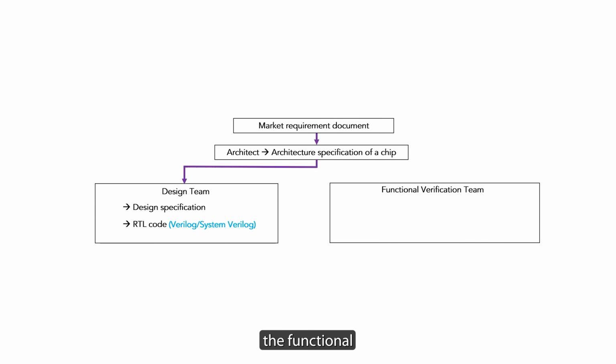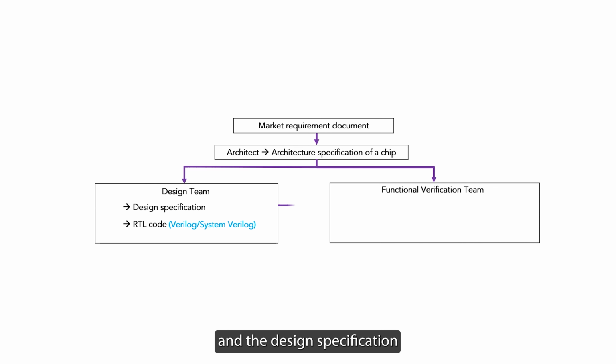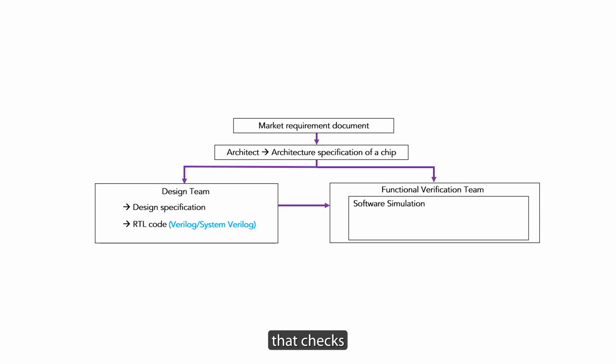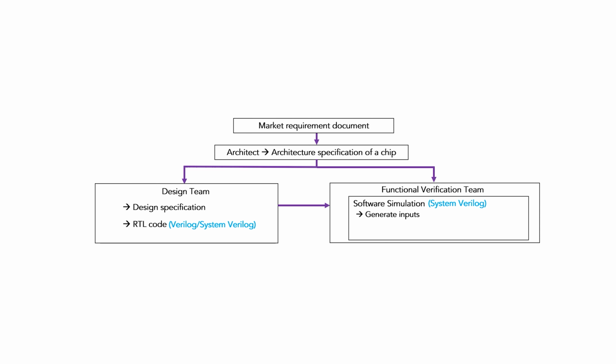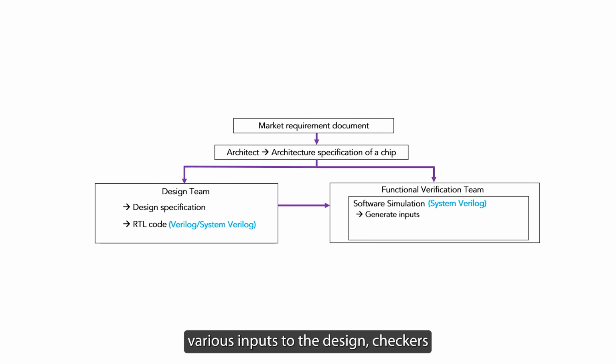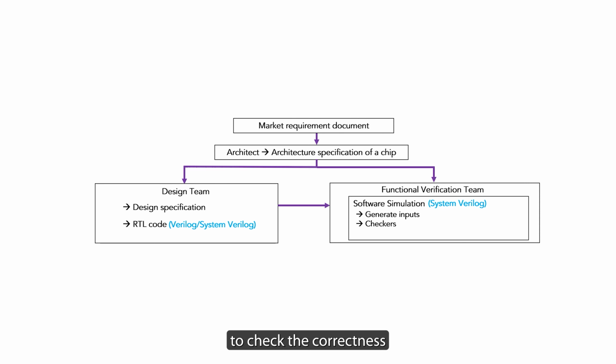In parallel, the functional verification team uses the architecture specification and the design specification to develop a software environment that checks if the chip works as per the specification. And it is usually built using System Verilog language. The environment has code to generate and provide various inputs to the design, checkers to check the correctness of the design, and trackers to track the verification's progress.